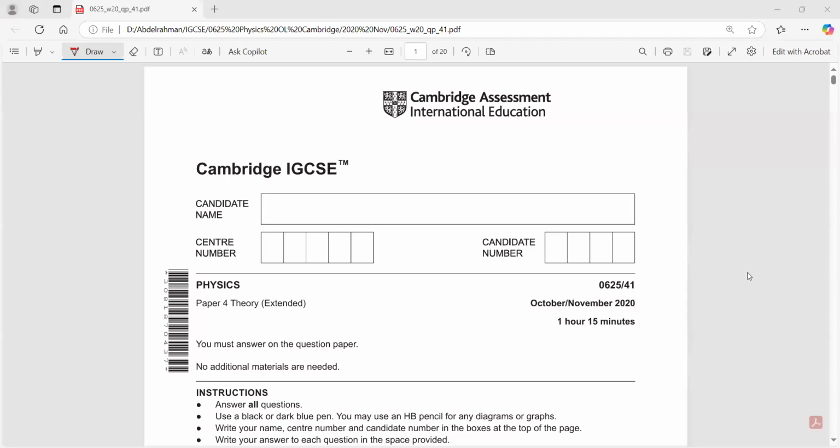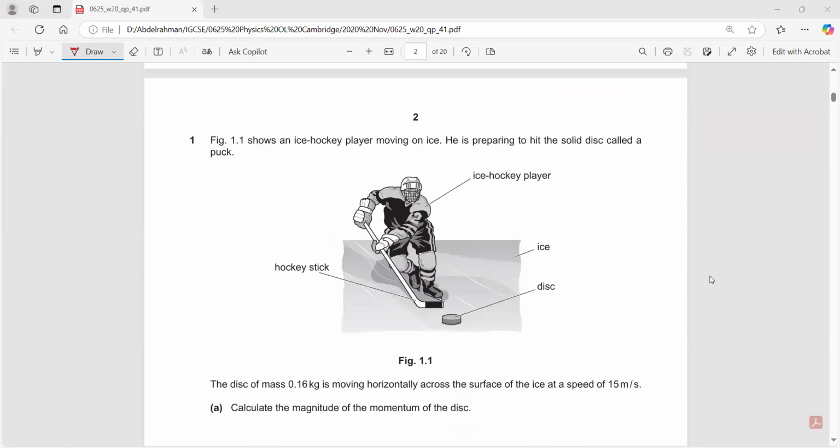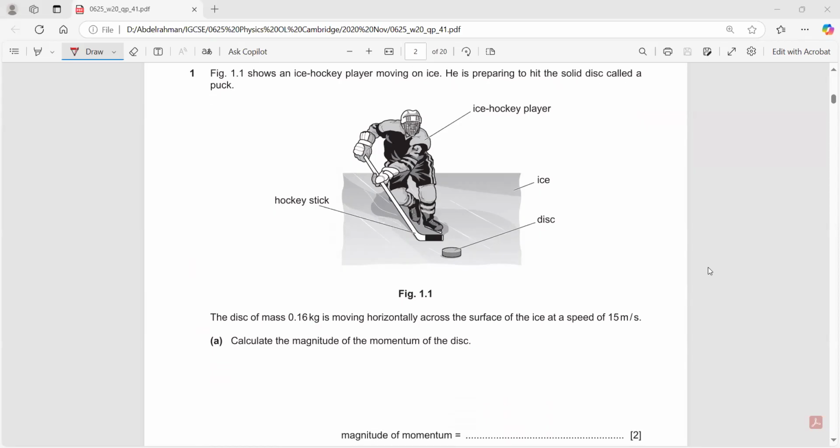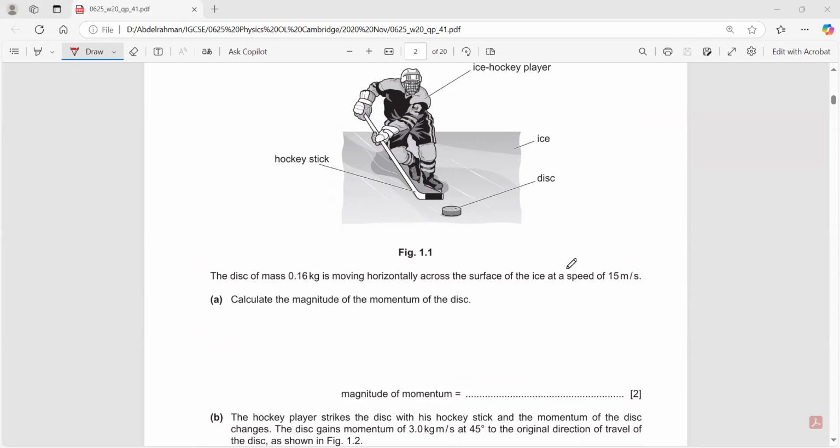November 2020, paper 4, variant 1. Question 1. Figure 1.1 shows an ice hockey player moving on ice. He is preparing to hit a solid disc called the puck. The disc has a mass of 0.16 kilograms and is moving horizontally across the surface at a speed of 15 meters per second. Can I find the magnitude of the momentum?